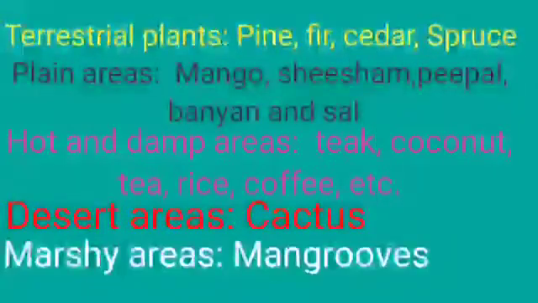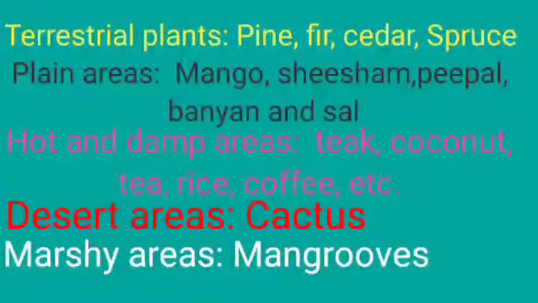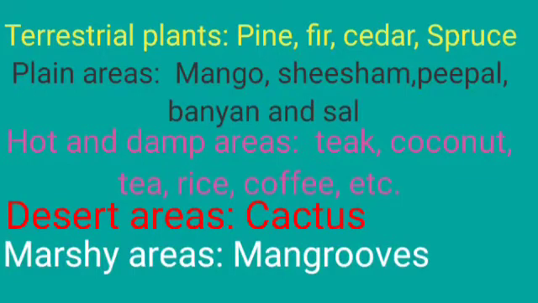So the plants in terrestrial areas are pine, fir, kedar, spruce; in plain areas mango, shisham, peepal, banyan, sal, etc.; in hot and damp areas tea, coconut tree, rice, coffee, etc.; in desert areas cactus will be found, and in marshy areas mangroves will be found. So this is about today's concept.